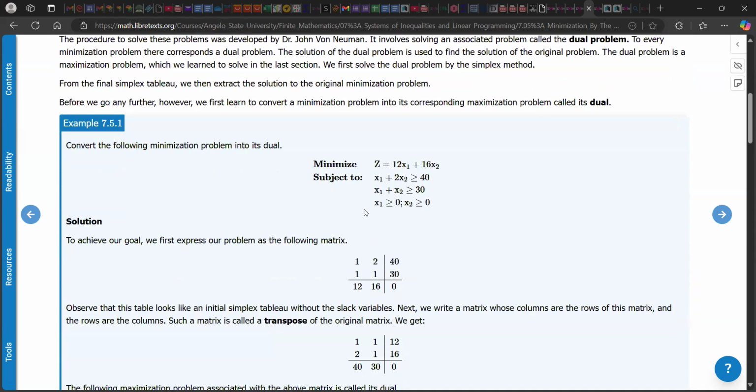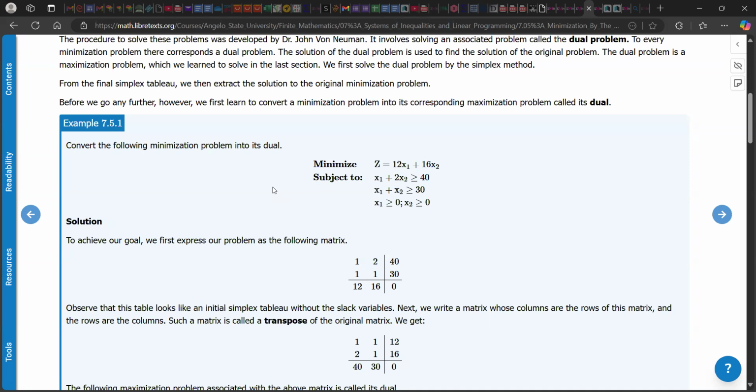As an example, look at this one. So we have to minimize z equals 12x1 plus 16x2, subject to those conditions there. x1 plus 2x2 is greater than, notice the switch around of the inequality sign, greater than or equal to 40. x1 plus x2 is greater than or equal to 30, and so on. Good.